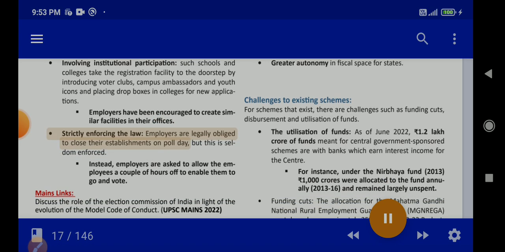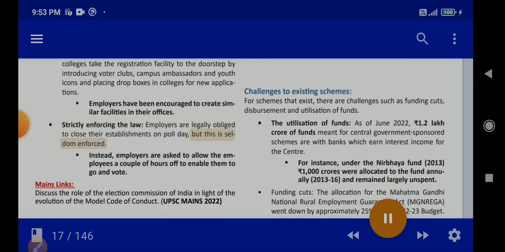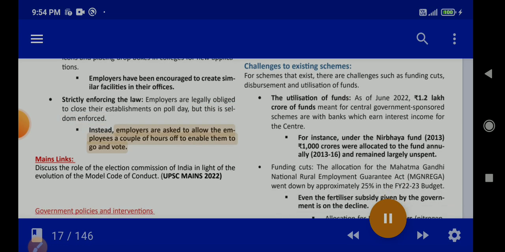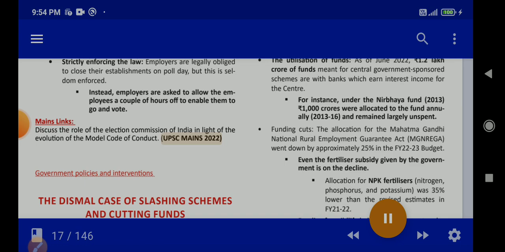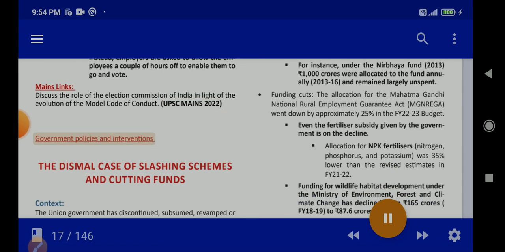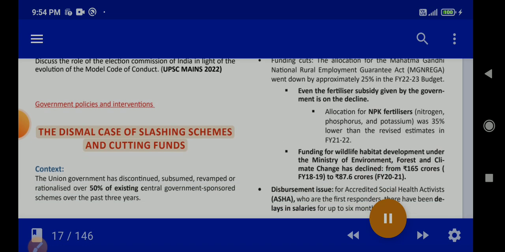Strictly enforcing the law. Employers are legally obliged to close their establishments on poll day, but this is seldom enforced. Instead, employers are asked to allow the employees a couple of hours off to enable them to go and vote. Mains links: discuss the role of the Election Commission of India in light of the evolution of the Model Code of Conduct. UPSC Mains 2022: government policies and interventions. The dismal case of slashing schemes and cutting funds.